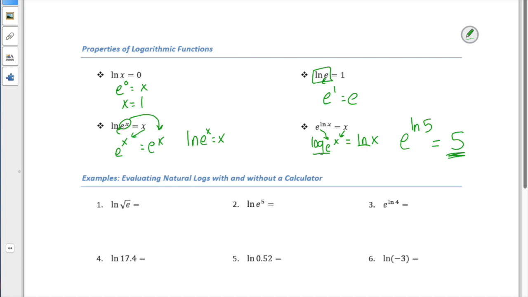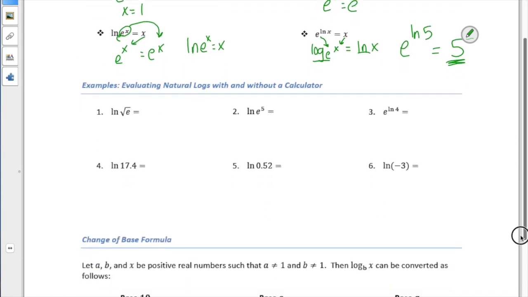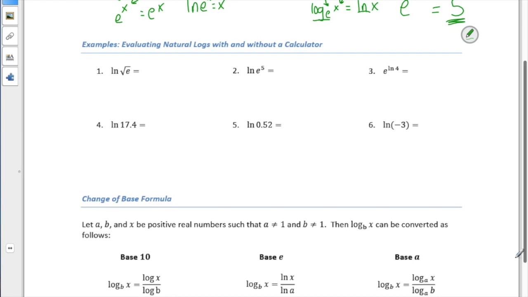All right, so we got some quick examples of that. So remember, this is base e. So this is really saying e to what power equals the square root of e. Okay, so we know that the square root of e is really equal to e to the 1/2. So that means that x value has to equal 1/2. Using the properties that we have above, this is just going to equal 5. Same thing here. This is just going to equal 4. So that's this property. This one was that one over there.